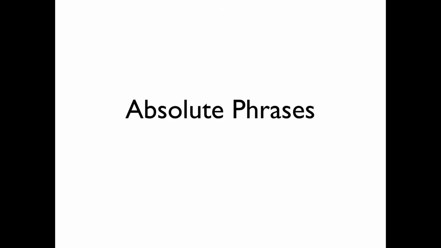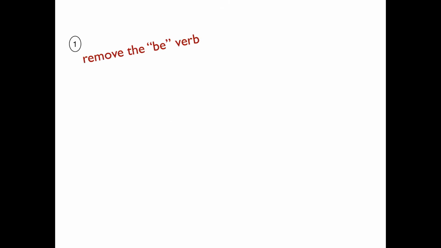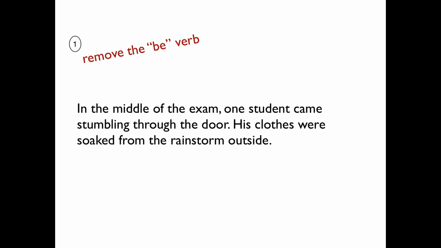So, how do you make absolute phrases? Well, there are two different ways. The first one is that you just remove the be verb from a sentence. So let's take a look at this one again. In this one, all you have to do to create an absolute phrase is to remove the word and put a comma where the period is. And you see now we have an absolute phrase as the second part of the sentence.